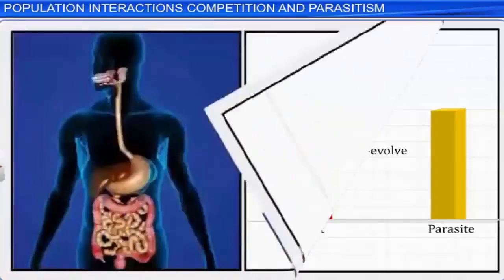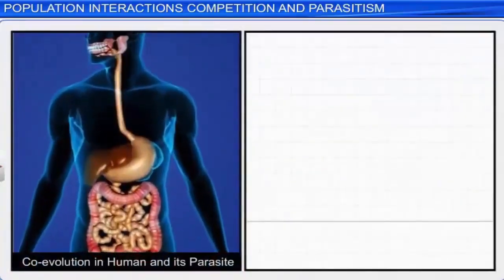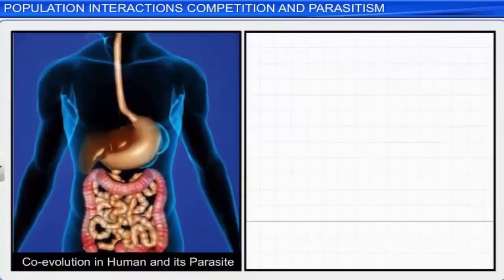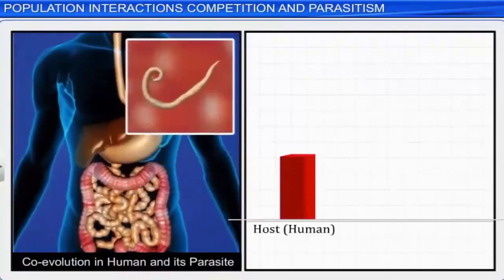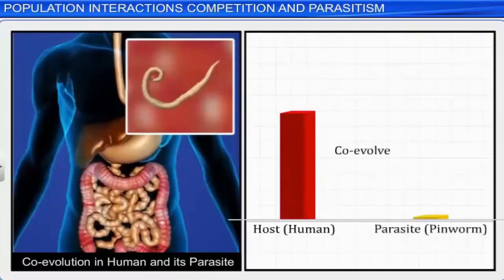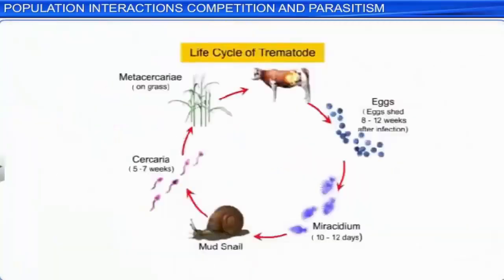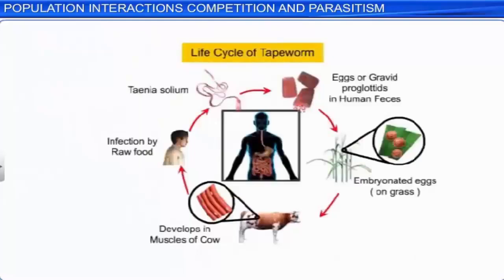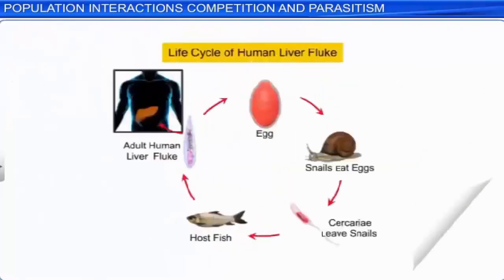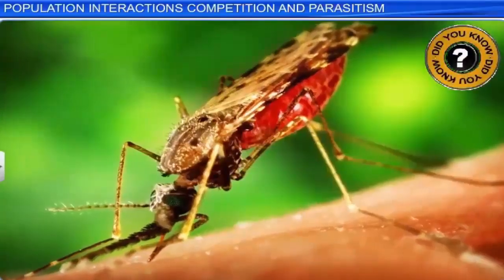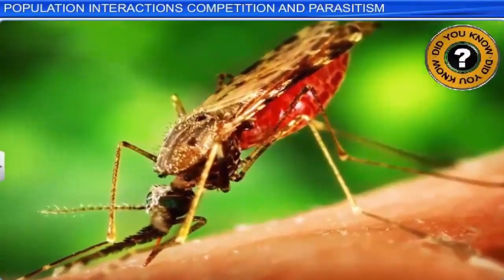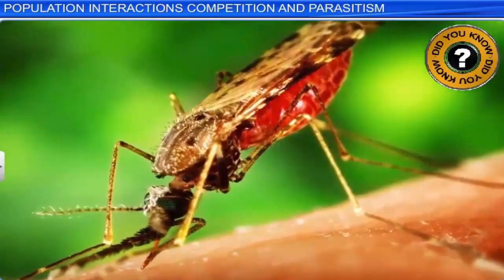For instance, secretions from the human digestive system help to kill parasites that enter it, while the parasites adapt themselves to resist their host. Besides, many parasites have a complex life cycle as they depend on one or two intermediate hosts or vectors. Did you know that the female mosquito is not a parasite, but is a vector as it carries the malarial parasite Plasmodium?